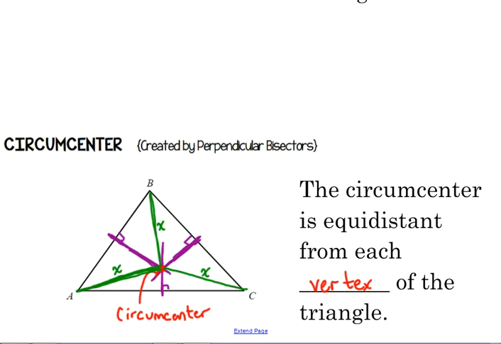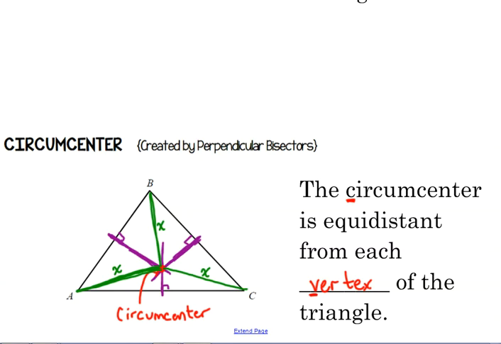So in-center and sides both have an I. Circumcenter, they're both consonants. I don't know that that really helps. The in-center and side, they both have an I. I think that helps a little bit more. Vertex, circumcenter. All right, so those are all the properties.